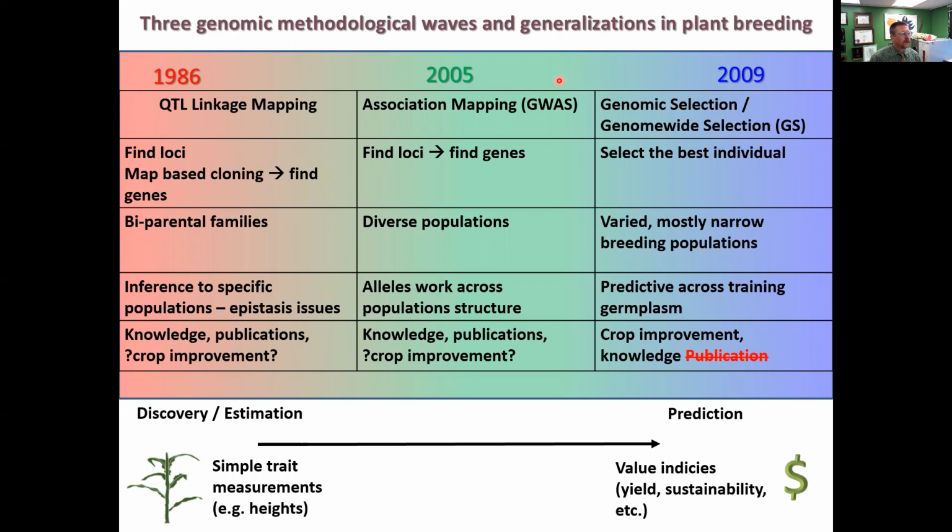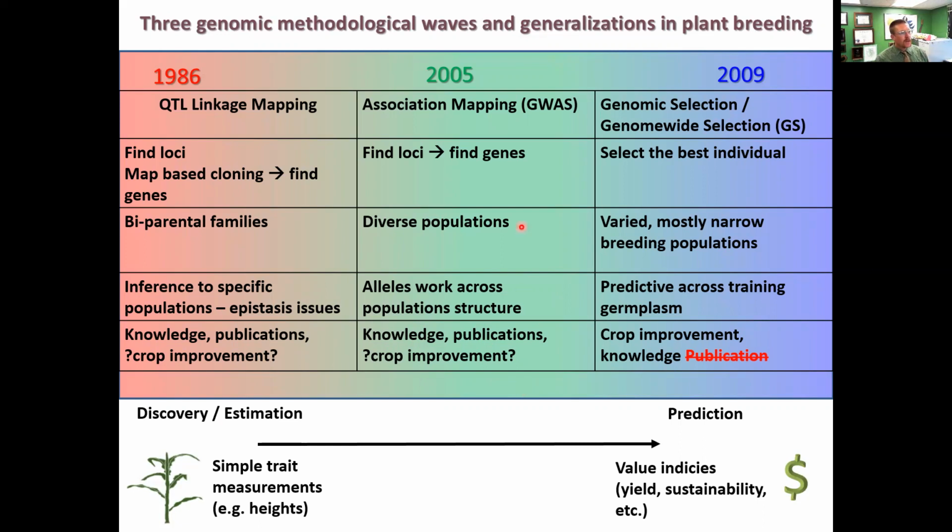In 2005, based on some of the output of the human genomics community, we came up with association mapping as a scientific community of plant breeders here. And the goal there is to find loci and find genes, just like in QTL linkage mapping. But instead of creating these with biparental families, we're using diverse populations. We're finding alleles that work across population structures. And this has been rather exciting to find things that are more broadly applicable. And it's, again, helped us generate a lot of knowledge and publication, but you don't see a lot of people actually having made impact with crop improvement.